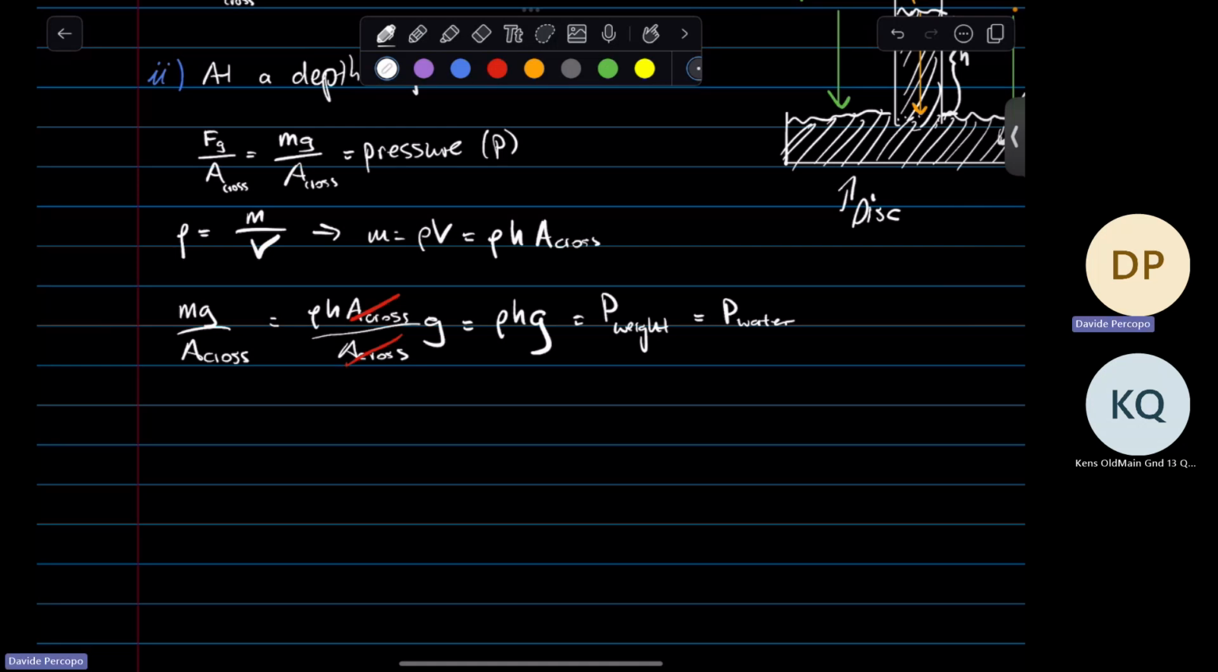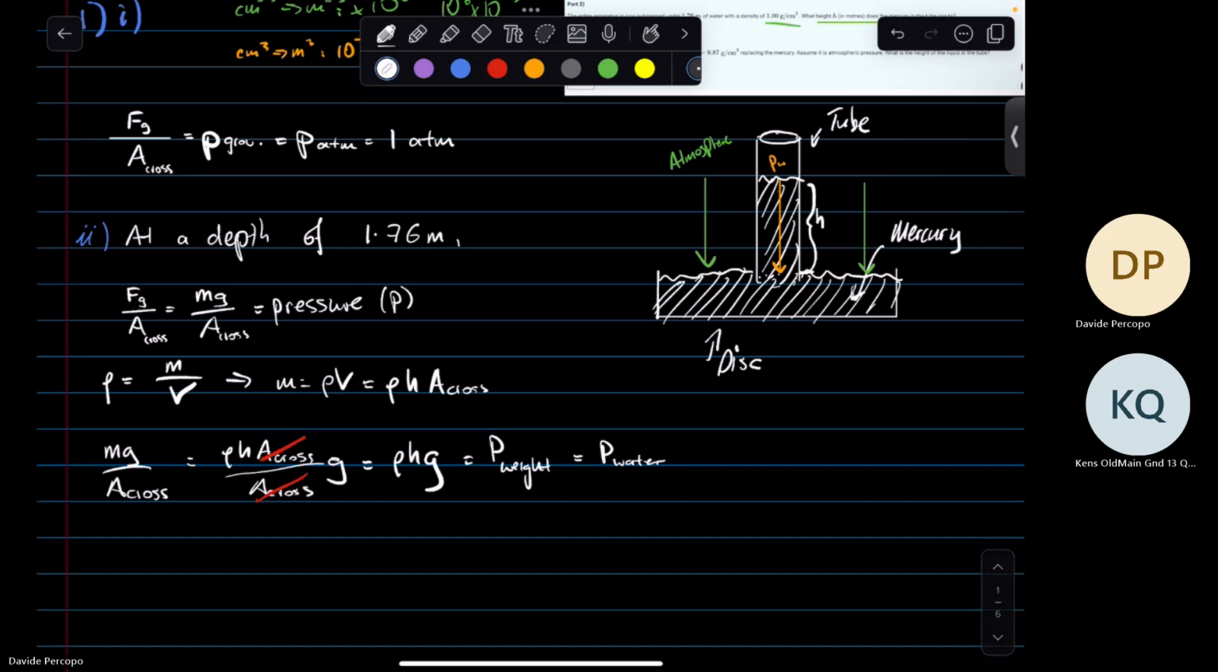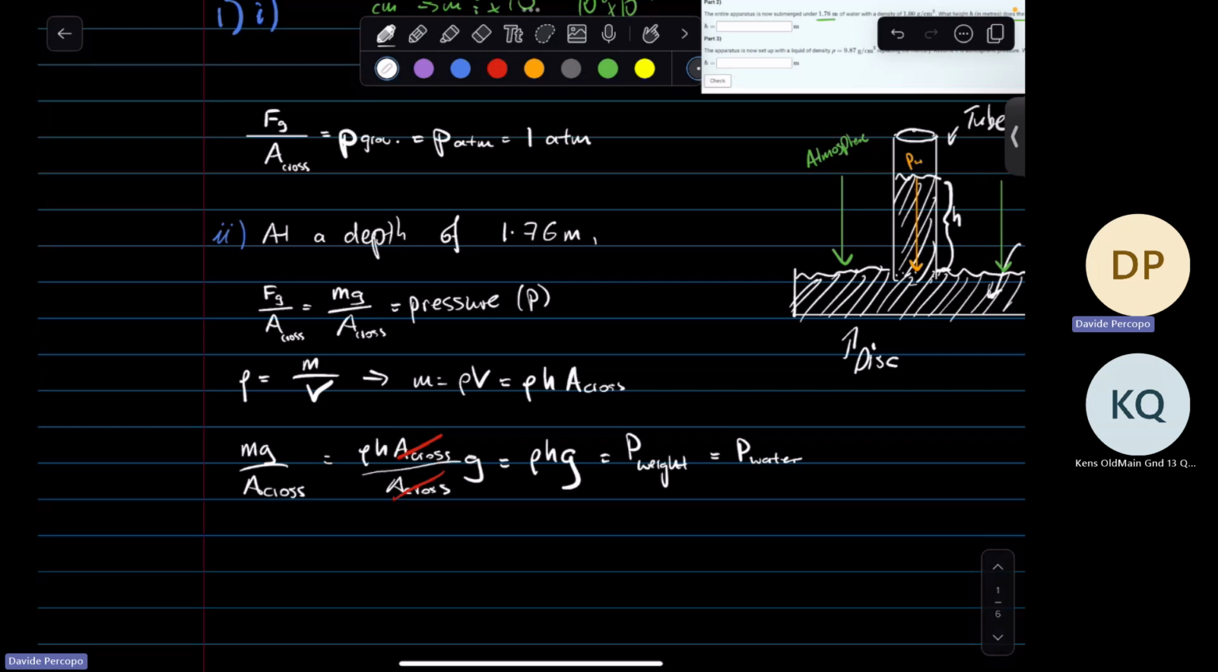Equals to. What do we have here? No, my bad. Sorry. I've got you guys all confused. We're not talking about the tube anymore. This is just the disc.